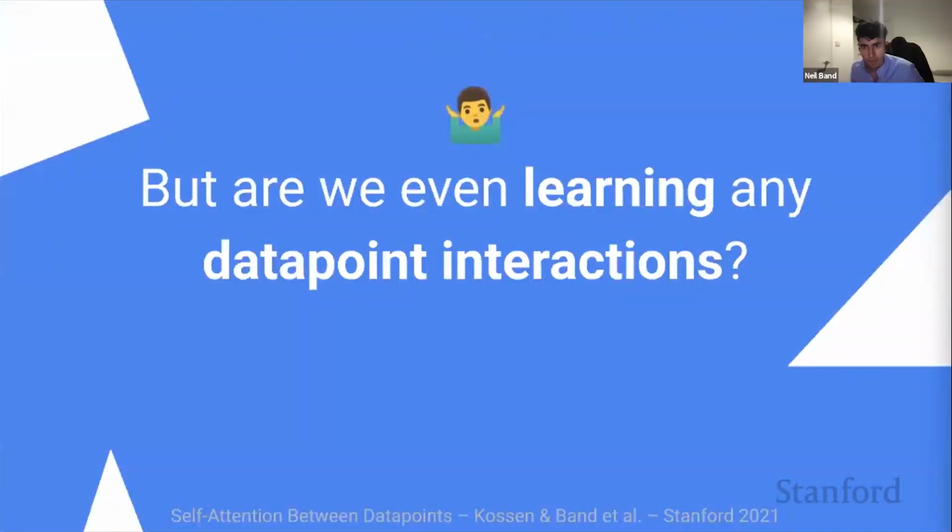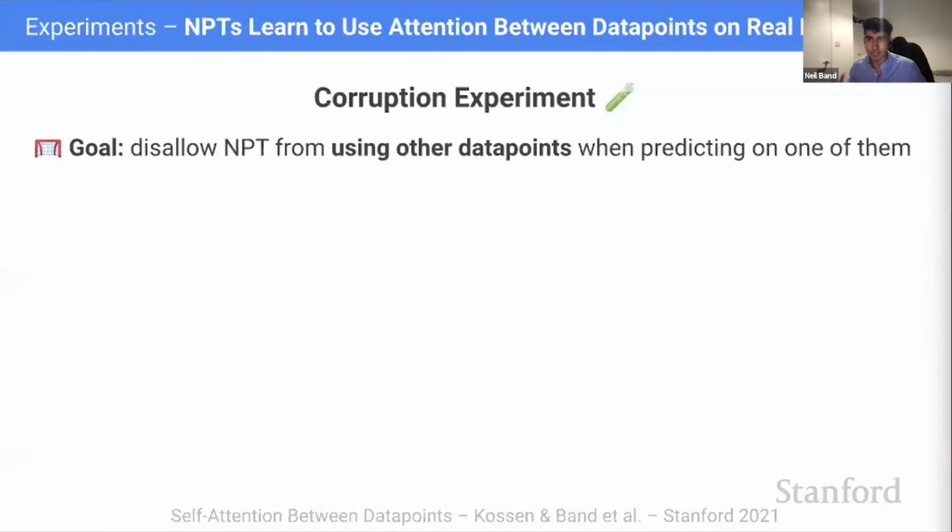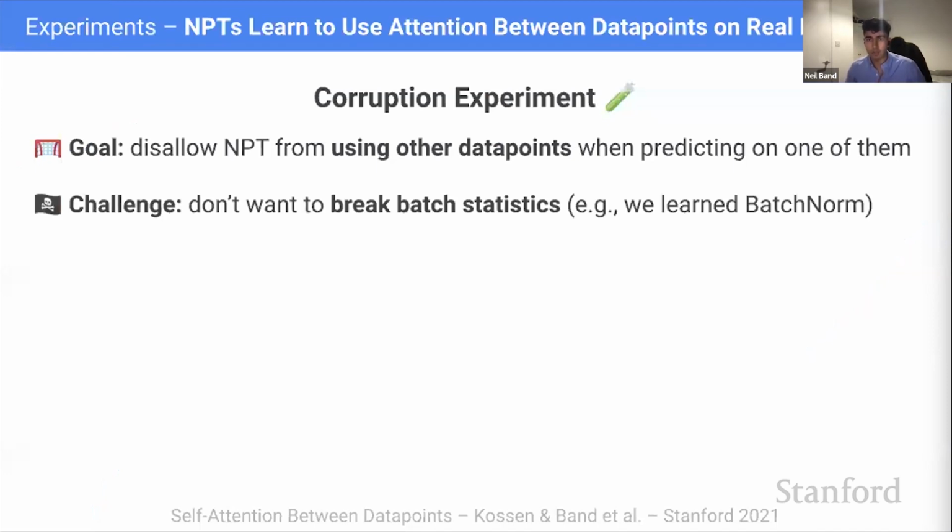Great. I'll try to speed through this in the interest of time. After all of these results, the thing you might be thinking is, are we even learning any data point interactions on these real data sets? So we designed an experiment to figure this out. The idea is that we're going to disallow NPT from using other data points when predicting on one of them. If we do that, and we observe that NPT performs significantly worse, it is indeed using these interactions between data points.